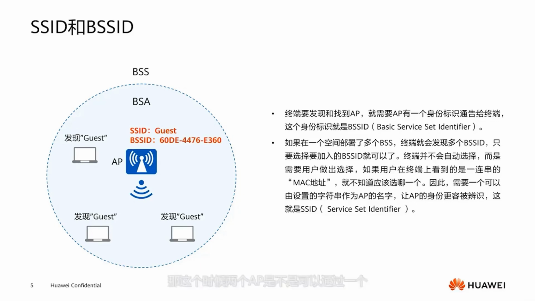So, at this point, can two APs be identified through a basic service set identity? Which AP are we connecting to? BSSID is usually our MAC address. That's the difference between SSID and BSSID. SSID is the name of the wireless network, while BSSID is an identity marker for the AP, which is our AP's MAC address. It uniquely identifies an AP.